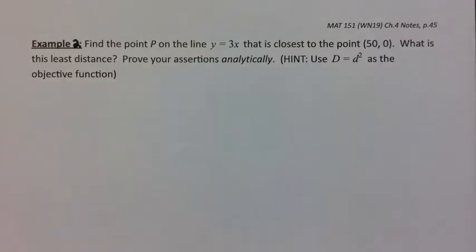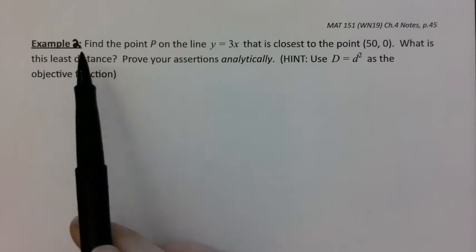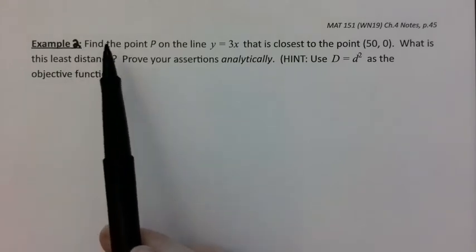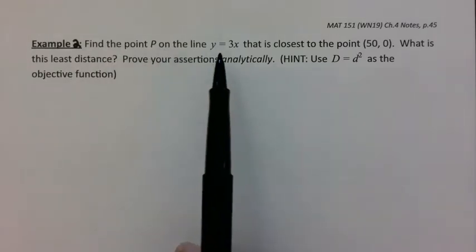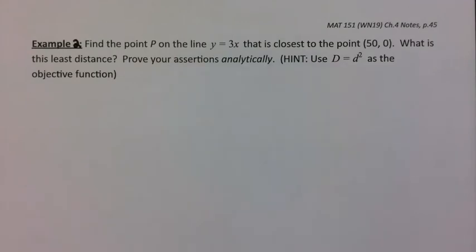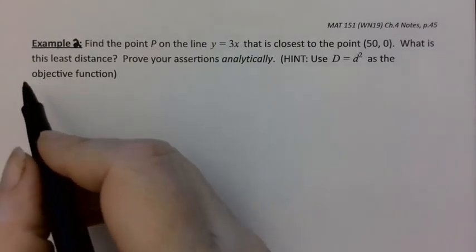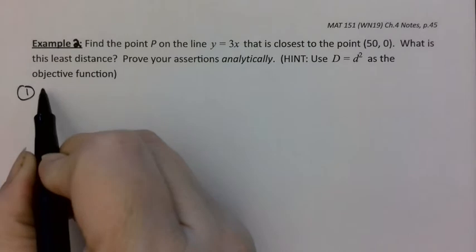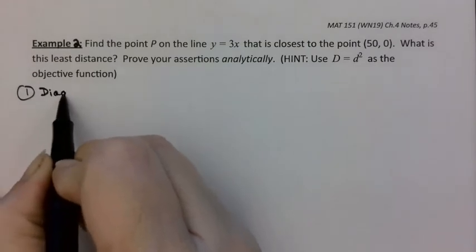Now on to our next example of optimization. This will be example 2. I'm going to change it so that it is for future. So we're going to find the point P on the line y equals 3x that is closest to the point (50, 0). What is this least distance? Prove your assertions analytically. Okay, so let's draw a diagram and get some labels on our graph here.